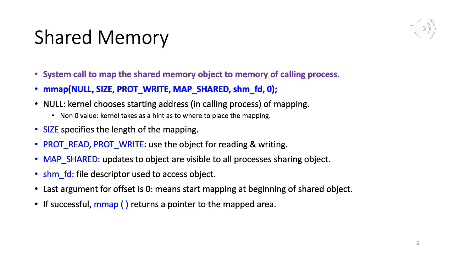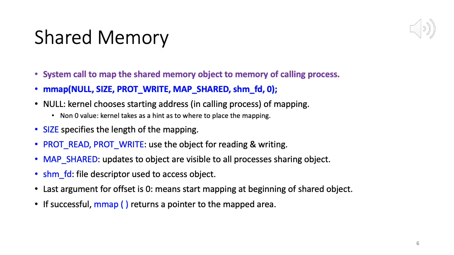So the process has an address space, and the shared memory object is also there. Now we have to map that shared memory object to the address space of a particular process, so then other processes can access the shared memory object from that process's address space. So let's look at this mmap system call. What are the parameters here? This system call is used to map the shared memory object to the memory of the calling process.